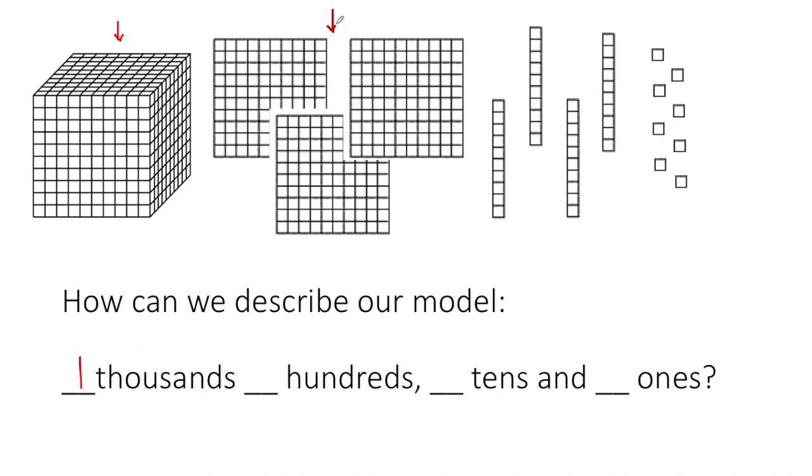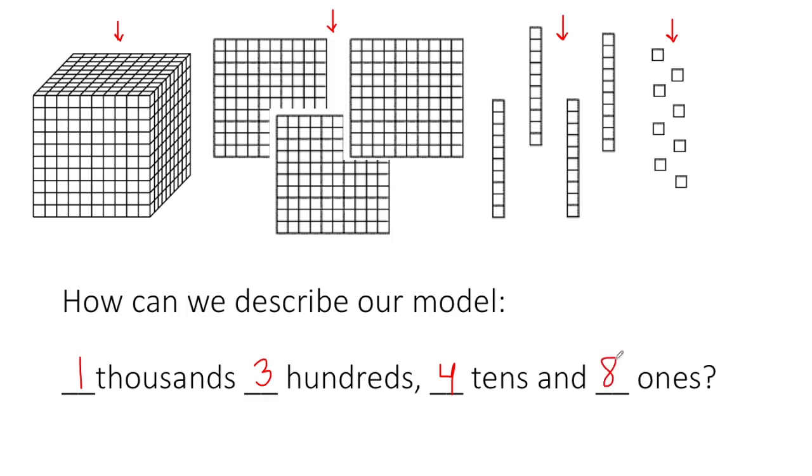Here are our hundreds flats. We have 3 of them, so we say 300s. Here are our tens rods. We have 4 of them, so we say 4 tens. And here are our ones cubes. We have 8 of them, so we say 8 ones.